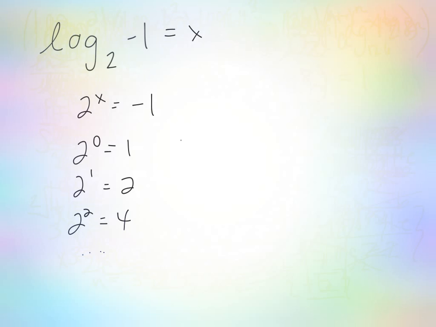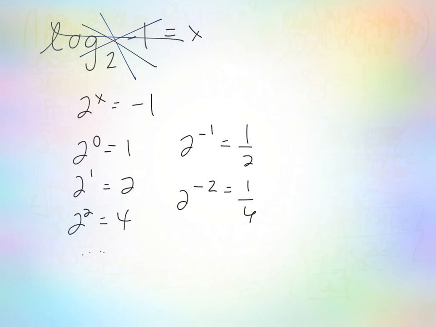You go the opposite way. 2 to the negative first equals 1/2. 2 to the negative second equals 1/4. You're never going to get a negative, so therefore this cannot happen. And that is the end of the log video.